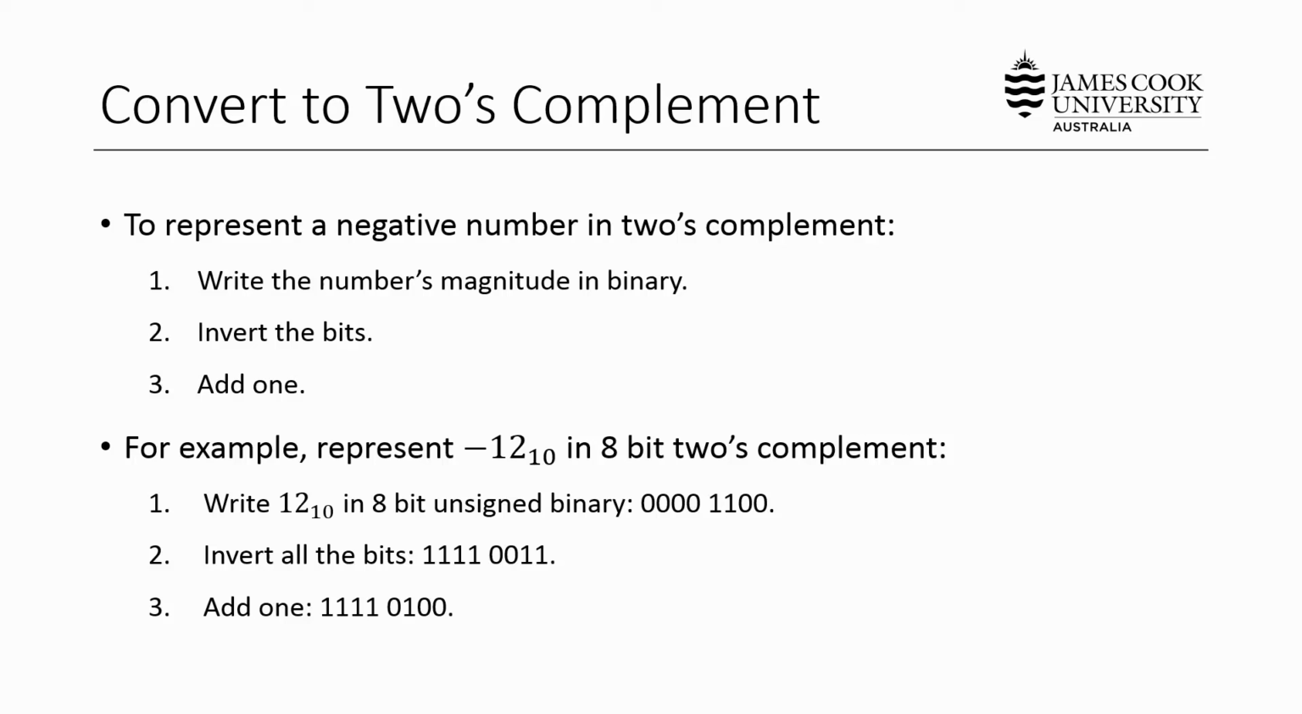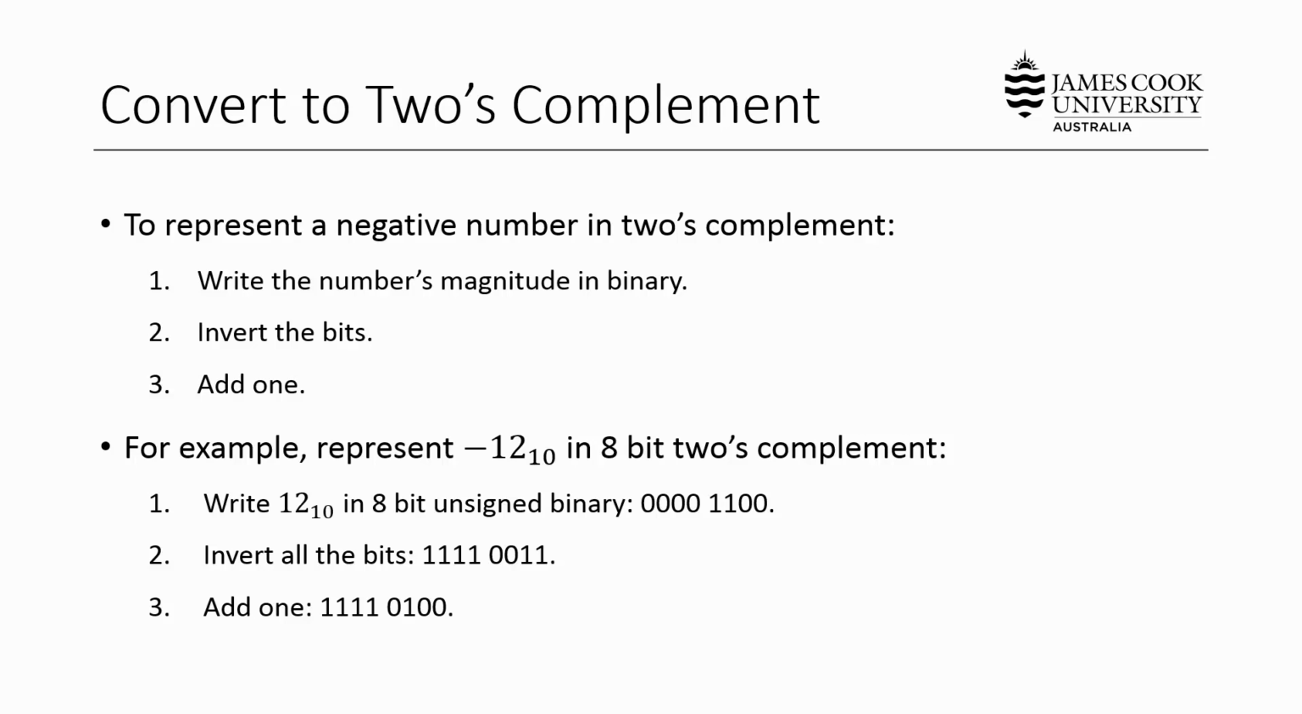To represent a negative number in 2's complement, all you have to do is 3 steps. Write the number's magnitude in binary. So if it's a 5, it's just 1, 0, 1. Then all we have to do is invert the bits. Go through there, swap zeros for ones and vice versa. And then we add 1 to that binary value. That's our shortcut to find 2's complement of any negative number.